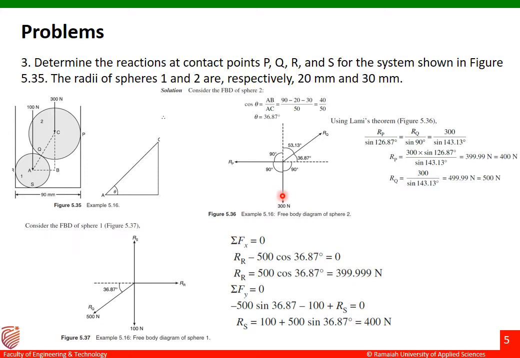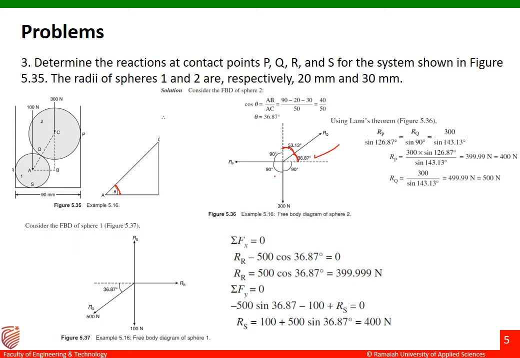Fine. So now you can see there are only three forces acting on sphere 2. We can apply Lami's theorem for this free body diagram. So we have identified the forces, but we have not identified the angles. Let us find out the angles made by the forces. The angle made between RP and 300 is 90 degrees. And the next one is RQ. The angle made by RQ with respect to the horizontal is theta, that is 36.87 degrees.